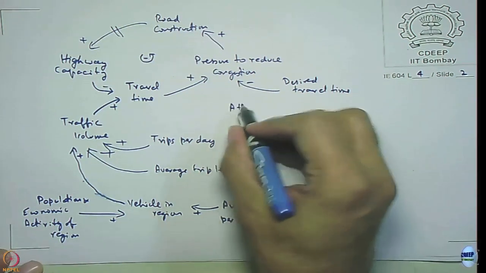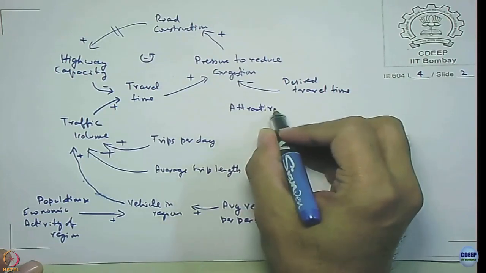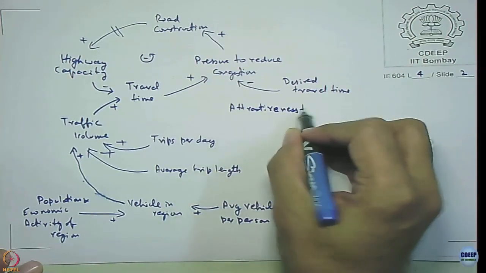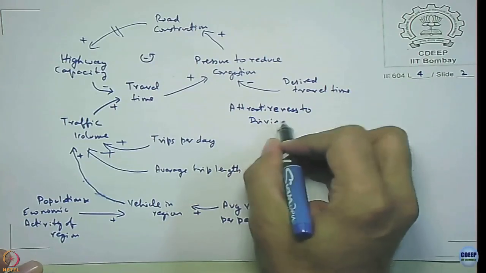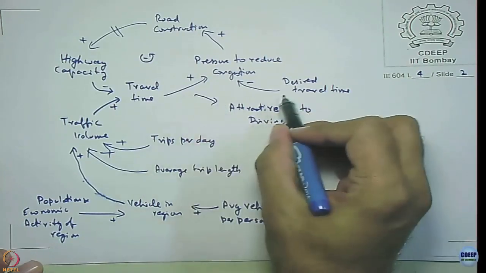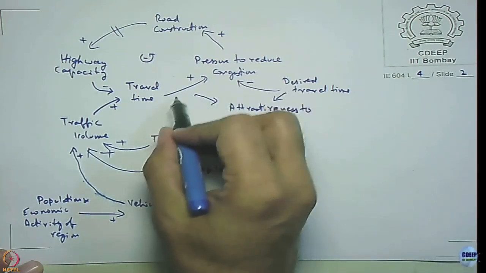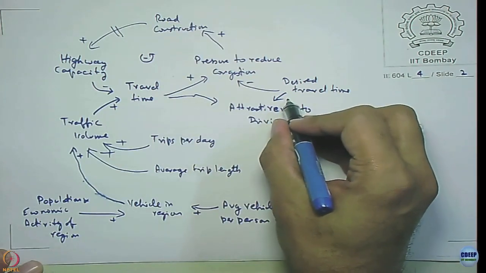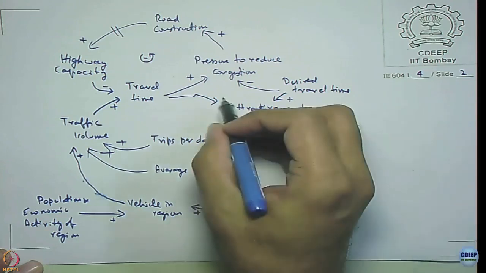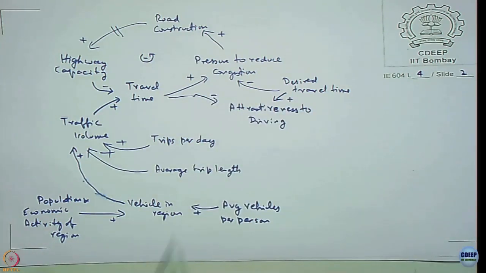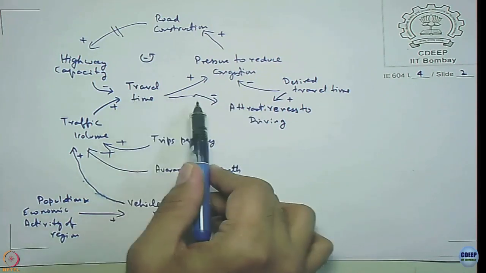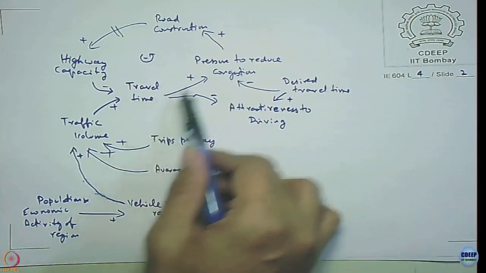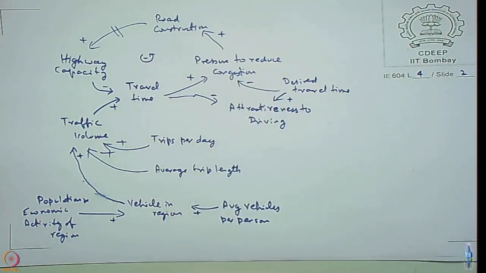So, let us introduce that variable called attractiveness to driving. Here I am reversing the signs, right. Just observe, as travel time, desired travel time. Here travel time is plus, desired travel time minus. So, my actual travel time is here, my desired is here. So, there is a huge gap, then that causes pressure to reduce congestion.